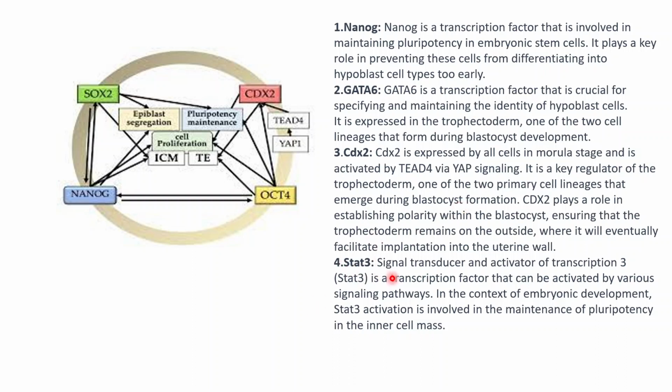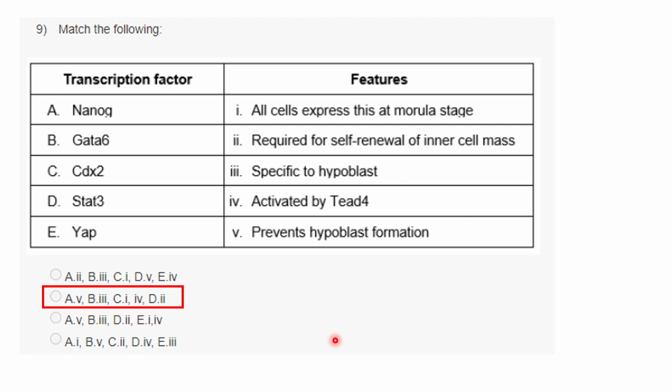STAT3. STAT stands for signal transducer and activator of transcription 3, and it is also a transcription factor that can be activated by various signaling pathways such as the JAK-STAT pathway. In the context of embryonic development, STAT3 activation is involved in maintenance of pluripotency in the inner cell mass. So STAT3 will go for inner cell mass, CDX2 for all cells in morula expression and later in the trophectoderm, activation by TEAD4, GATA6 for hypoblast, NANOG for preventing hypoblast. So this is the correct match.